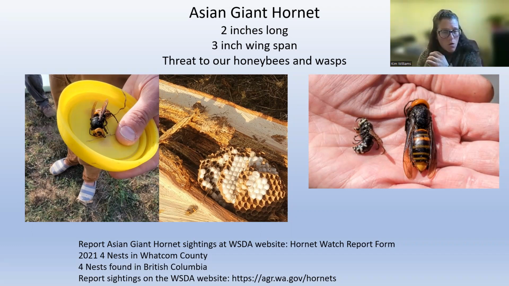And so I don't think there were any sightings last year in Washington of Asian hornet nests. Maybe you guys know better, but I know in 2021 there were 4 nests in Whatcom County, 4 nests found up in British Columbia. If you see Asian giant hornet, they can do some damage to our insects, so we want to stop them. We need to find them. You can report any sightings to the Washington State Department of Agriculture website at agr.wa.gov/hornets. So something we need to watch out for.